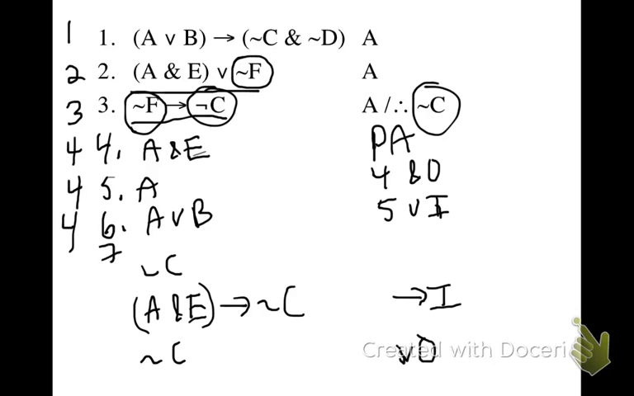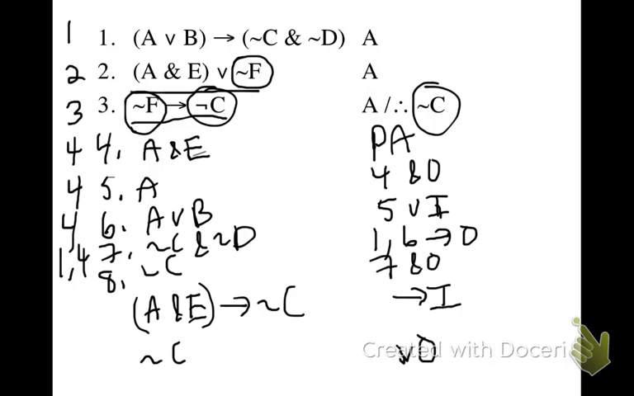Then I can use that A wedge B to get not C and not D from line 1, so using 1 and 6 and the rule of arrow out. And that will depend on what 1 depends on and what 6 depends on, so it'll depend on 1 and 4. And then line 8, I can get not C by 7 ampersand out. And so that will depend on what 7 depends on, so that'll depend on 1 and 4. And so I can get my conditional A and E arrow not C by lines 4 through 8 arrow in. And that will depend on just 1.